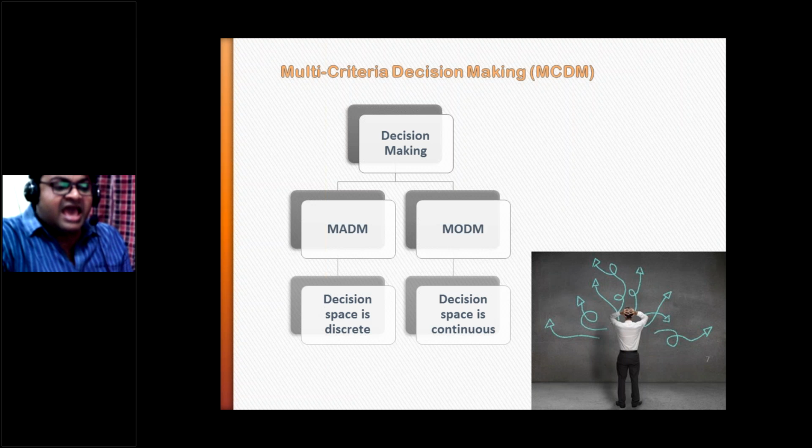Let me give you an example in a production context. I mean, say you might have seen the regulator of an old fan. This regulator has 5 different positions.